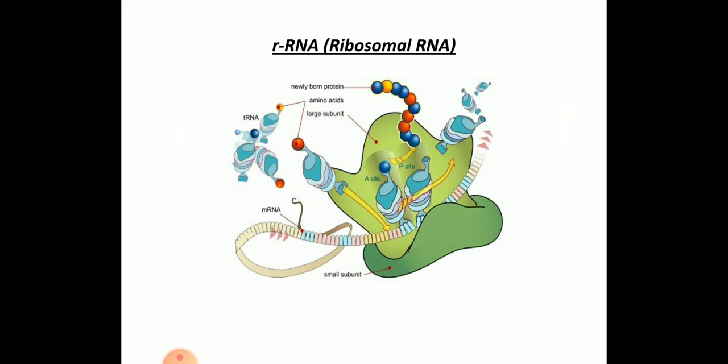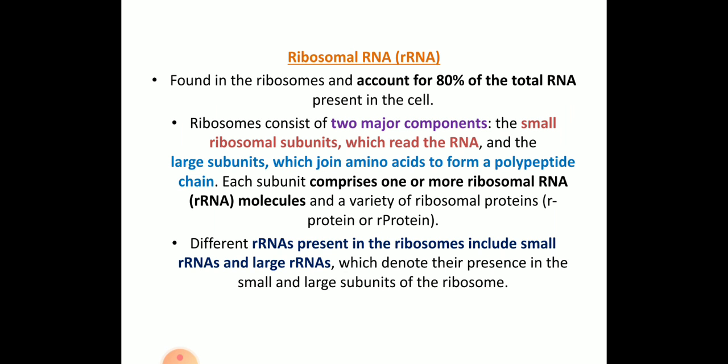So rRNA is nothing but the ribosomal RNA. This ribosomal RNA structure, if you see, is single stranded, and it represents around 80% of the RNA. There are two major components, the smaller subunit and the larger subunit. In eukaryotes, it is synthesized on DNA by RNA polymerase 1.